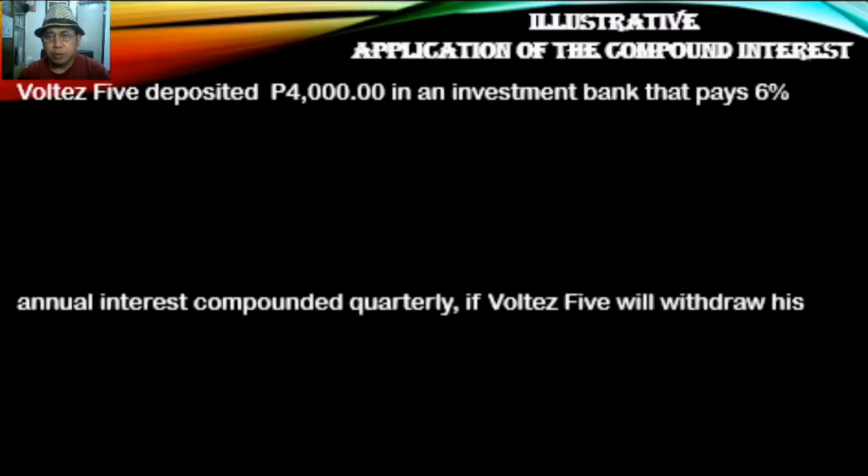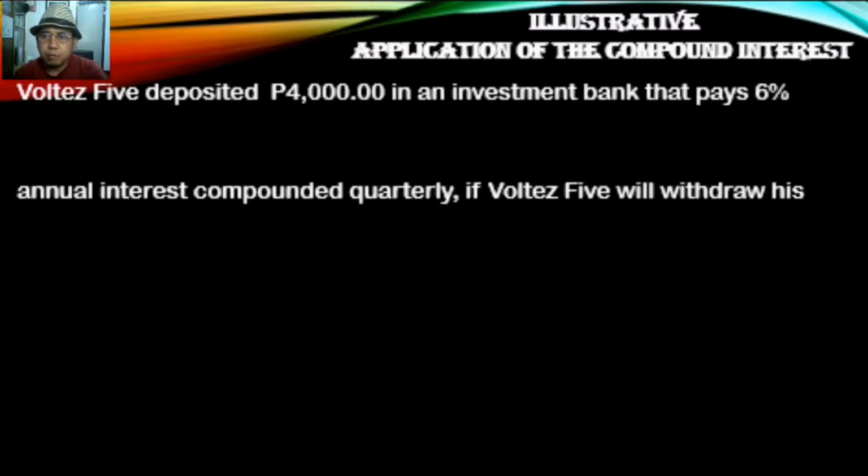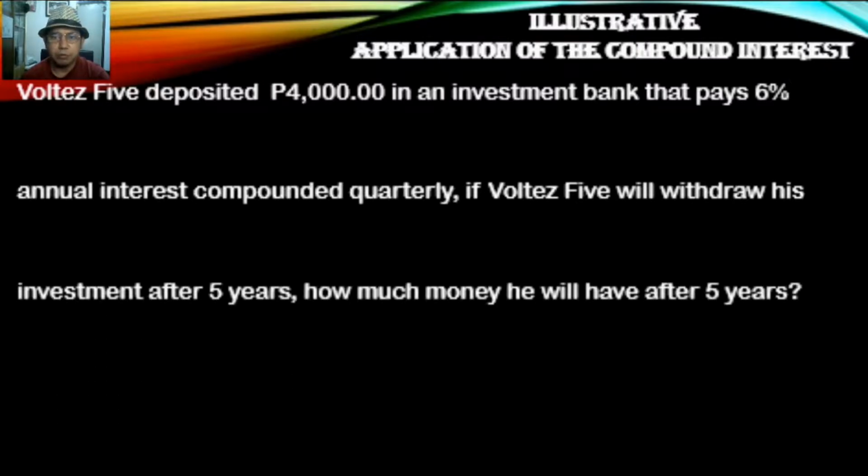Okay, so the problem is: Voltes 5 deposited 4,000 pesos in an investment bank that pays a 6% annual interest rate compounded quarterly. If Voltes 5 will withdraw his investment after 5 years, how much money will he have after 5 years? If you're going to answer this one, analyze and try to enumerate the possible elements that will help you to solve the problem.